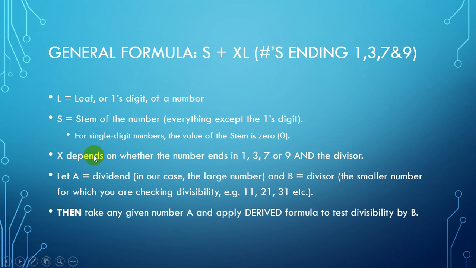And then X, now that depends on, first of all, whether the number ends in 1, 3, 7, or 9, and then exactly what that translates into depends on the divisor, what you're testing divisibility for, in other words. So B will define it as the divisor. That's the smaller number for which you are checking divisibility. When you get a bigger number, the dividend A, and you're checking for divisibility by B, A over B would eventually you'll get a whole number, and thus it's divisible. So it's important to realize that you're using this formula first of all as a derivation, and then you would take that number A and then you apply the derived formula to test for divisibility by B, your divisor.